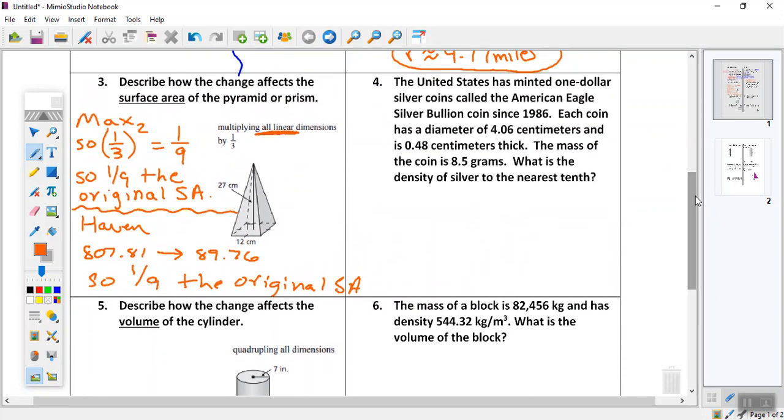Okay. Number 4, I think, kind of a tricky one. Guys, we're talking about coins, so what shape should automatically be in your head? A what? I think somebody said cylinder.